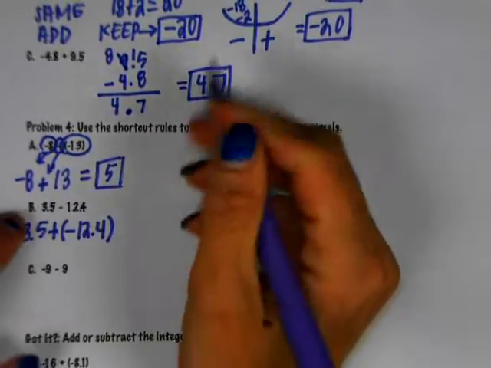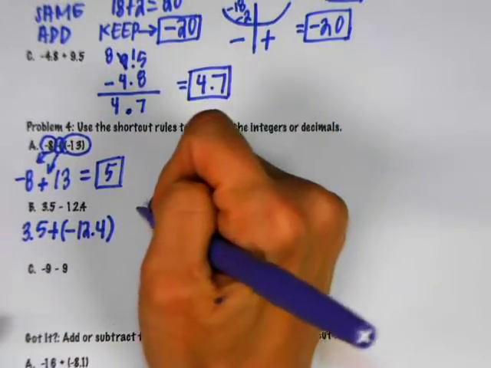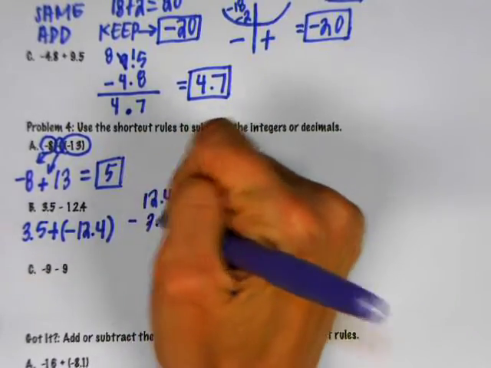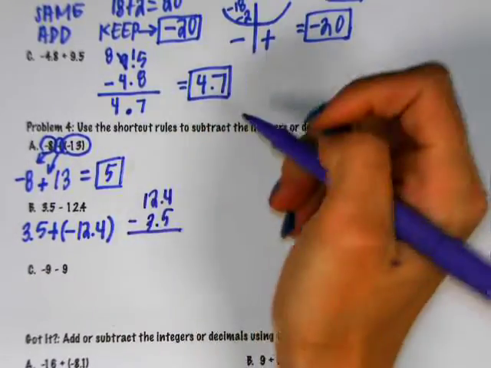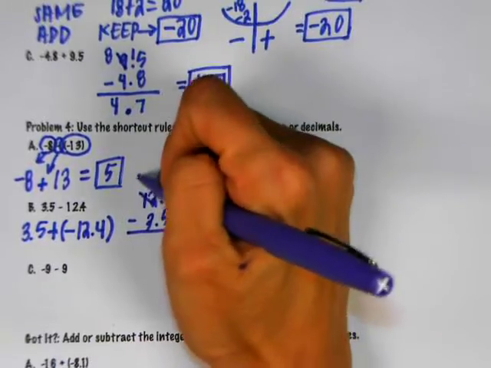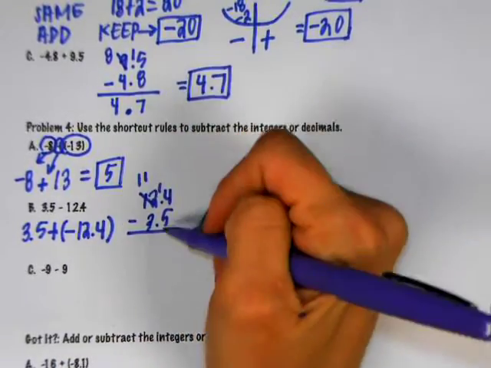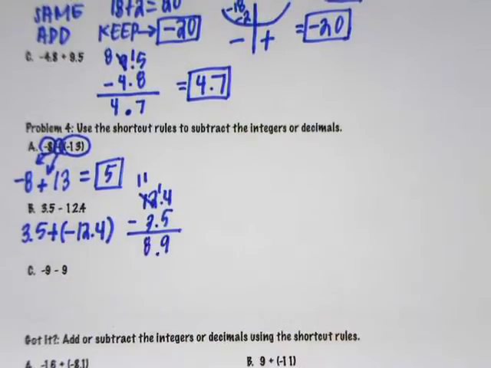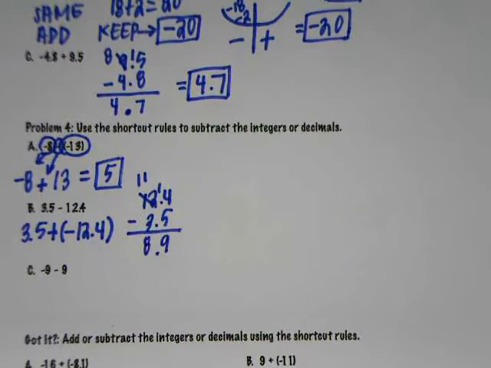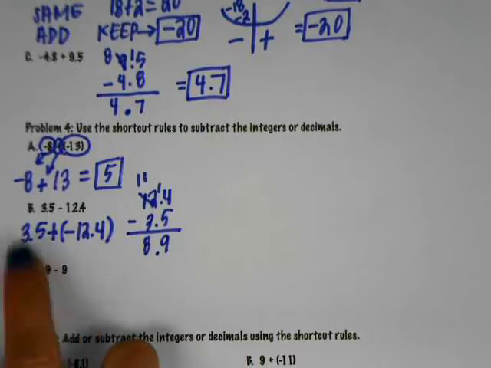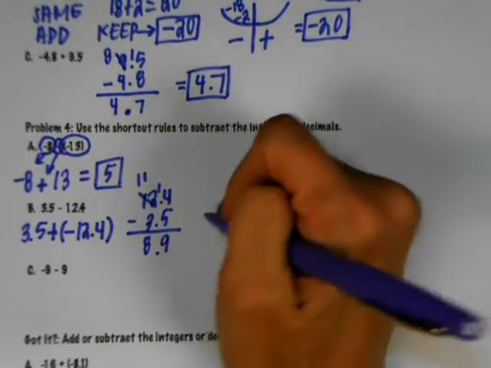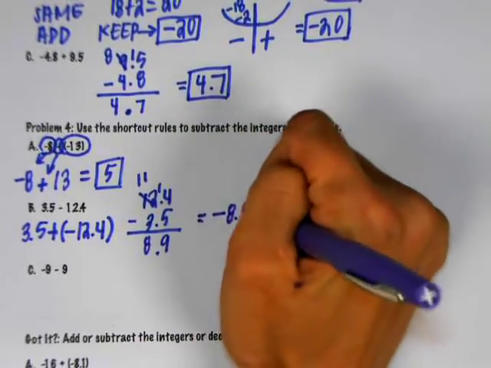So decimals again, bigger minus smaller. It doesn't matter about the signs at first. All right, so you can't do 4 minus 5, 11. So that's going to be 9. 11 minus 3 is 8. So now which one is bigger, positive or negative? The negative, yep. So it's going to be a negative 8.9.